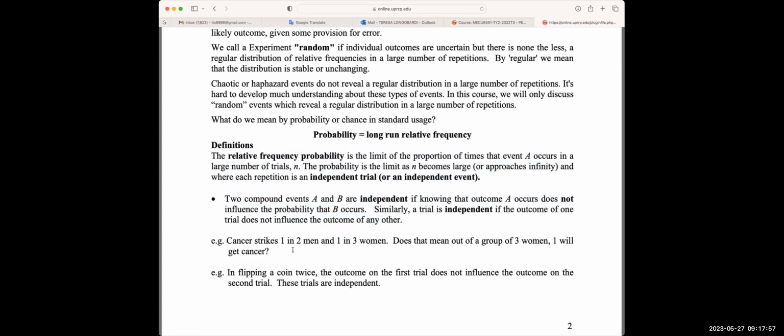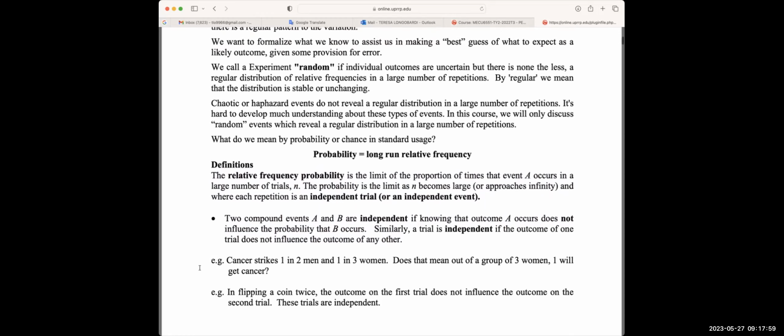Okay, so let's talk a little bit about how misuse of statistics or misinterpretation. So you may hear statistics like cancer strikes 1 in 2 men and 1 in 3 women. What does this really mean? Does it mean that one of a group of 3 women will get cancer? How do we interpret these statistics or estimates in the context of what I've just said before this?